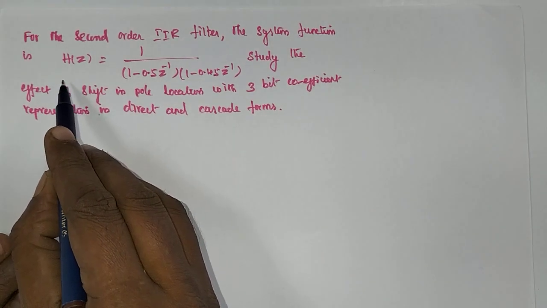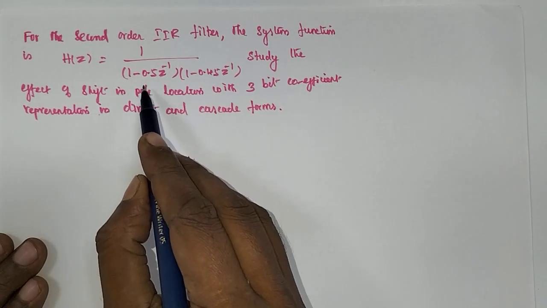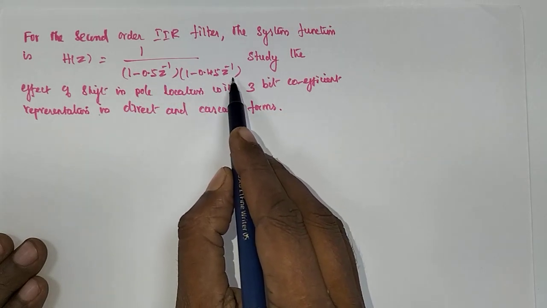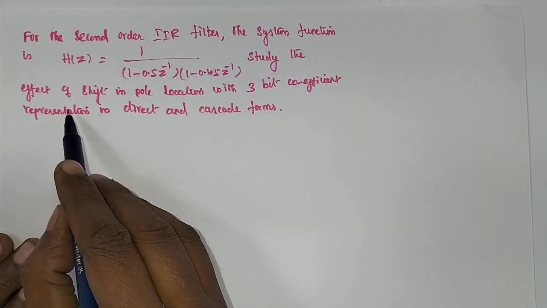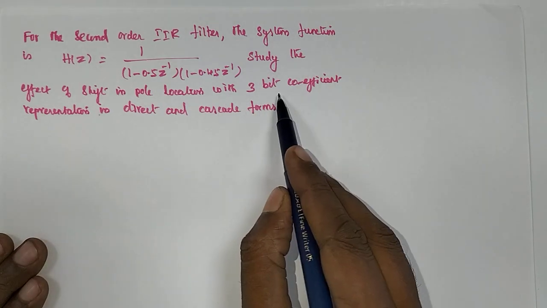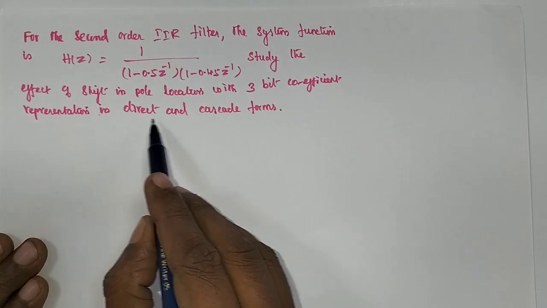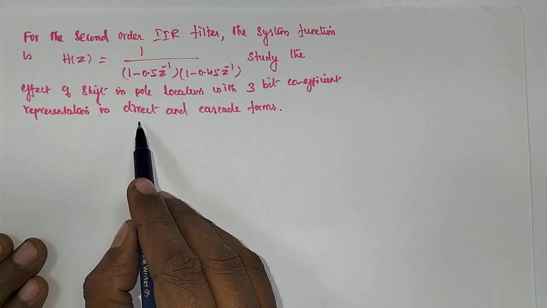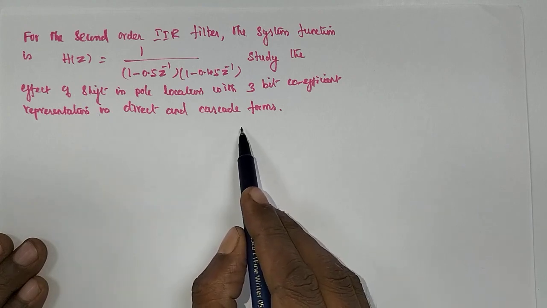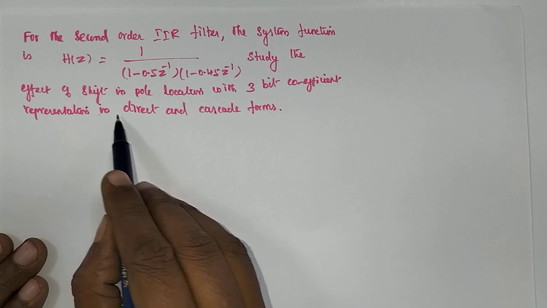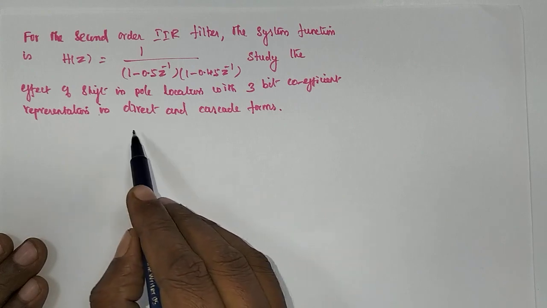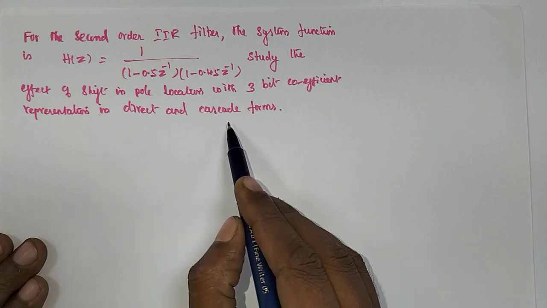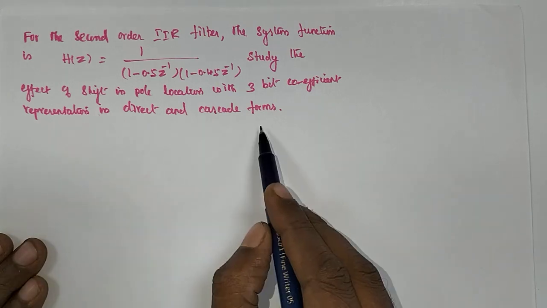Here the question is: the system function is given as H(z) = 1 divided by (1 minus 0.5 z inverse) into (1 minus 0.45 z inverse). Study the effect of shift in pole location with a 3-bit coefficient representation in direct form and cascade form. The system has been realized in direct form 1 or in cascade form. If you realize the system in direct form 1, what will be the shift in the poles, and what will be the poles in the cascade after the quantization? We are going to analyze the same.